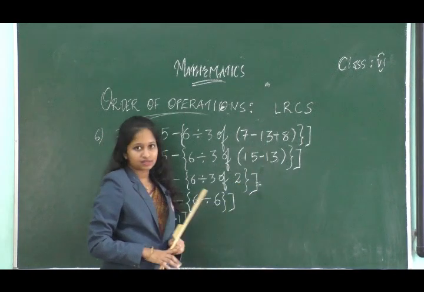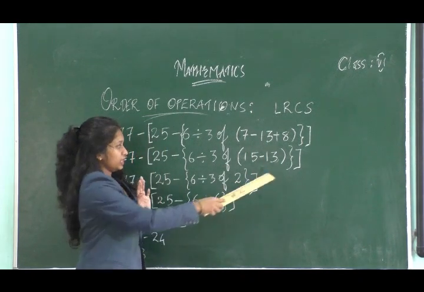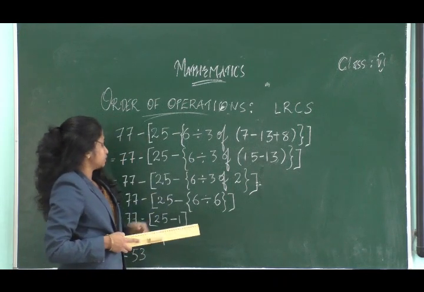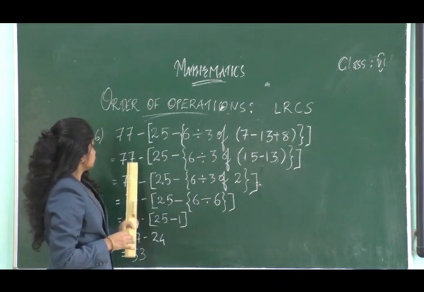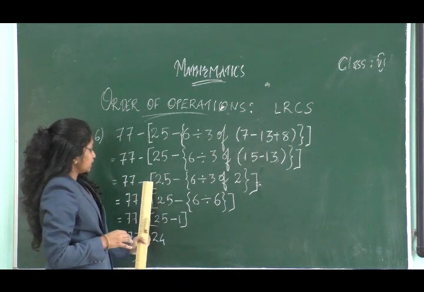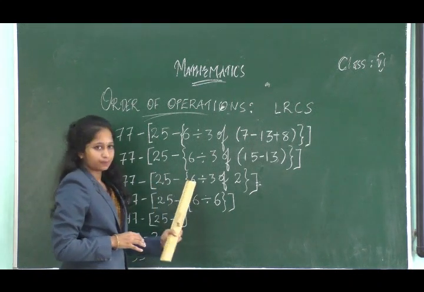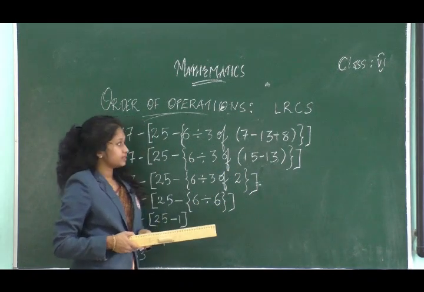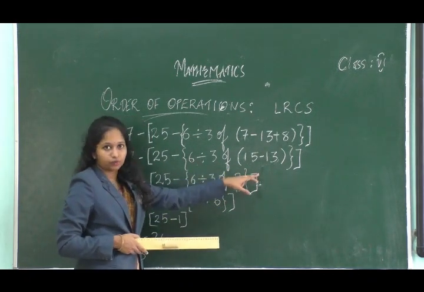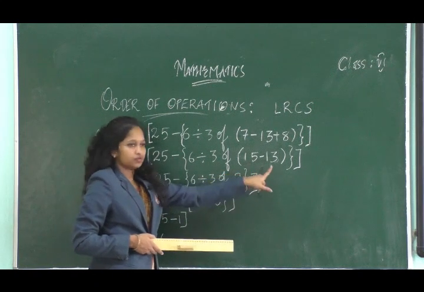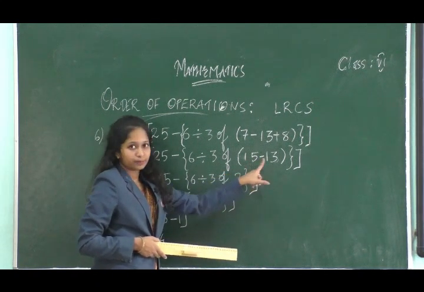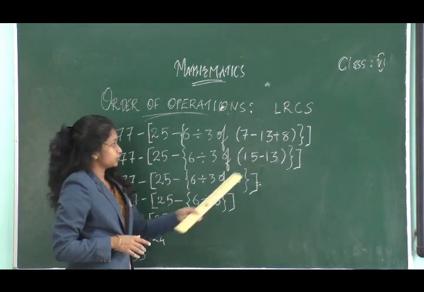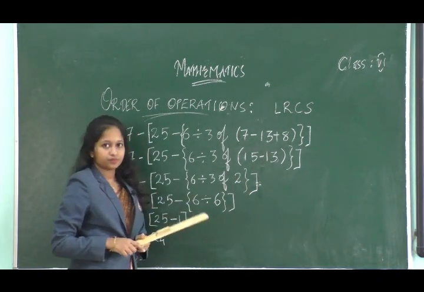Minus 13 as it is, and I didn't change any of the other values. And next step, we have 77 minus 25 minus 6 by 3 of 15 minus 13. Again we have a round bracket, so solve it. We have 15 minus 13 is 2. Yes, so we remove the round bracket.